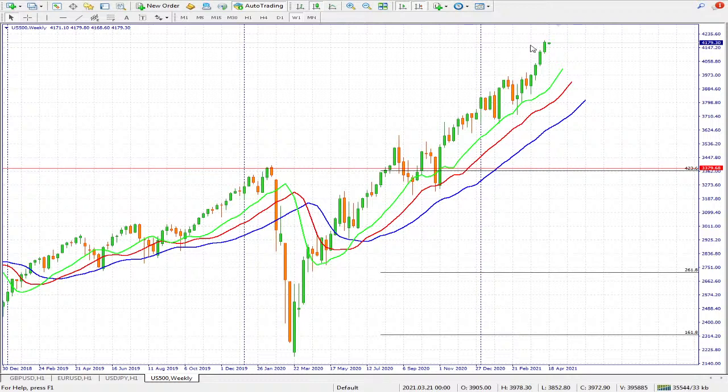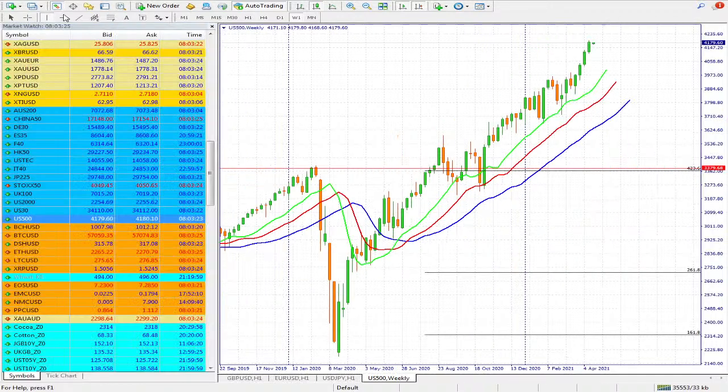Our next symbol, I want us to look at Brent oil.